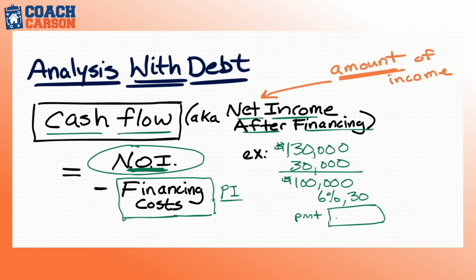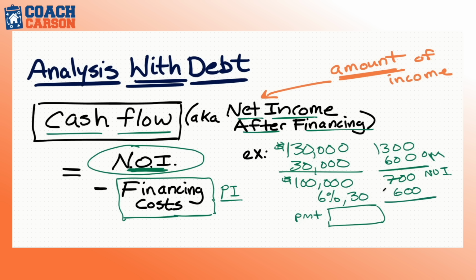So now that we know our payment was approximately $600 per month, let's go back to our rent. Remember, our rent was $1,300. We had $600 in operating expenses. So our NOI was $700 per month, and our mortgage payment is $600.